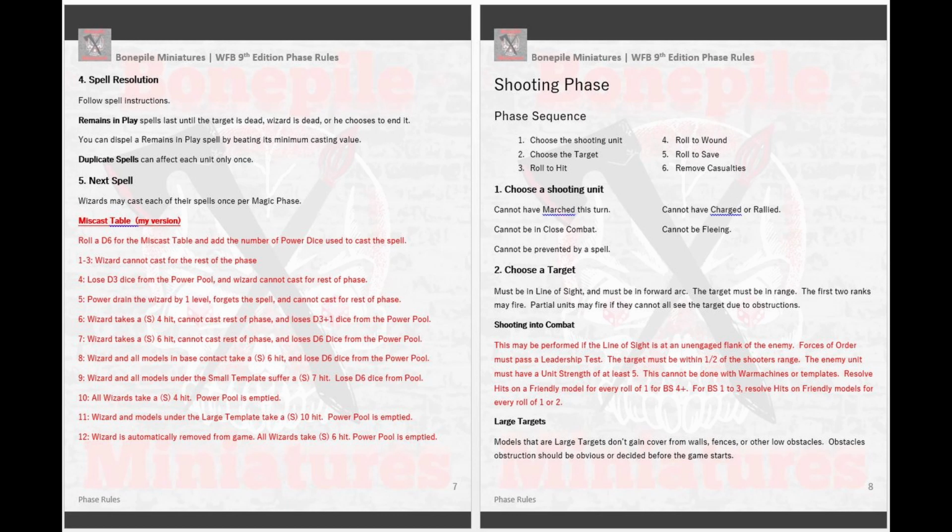So the instruction says, roll a d6 for the miscast table and add the number of power dice used to cast the spell. So if your wizard rolled 4 dice to cast the spell, then you would add 4 to the d6 value. And the higher we go on the table score, the more devastating the consequences will be. And this keeps in harmony with the miscast results from the 8th edition.